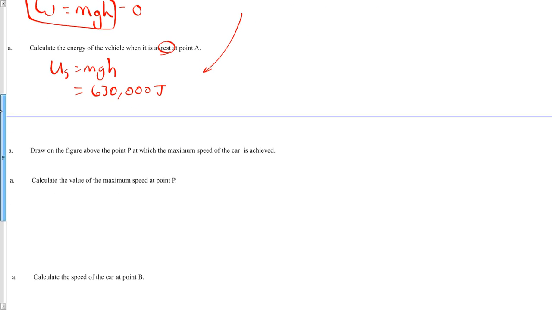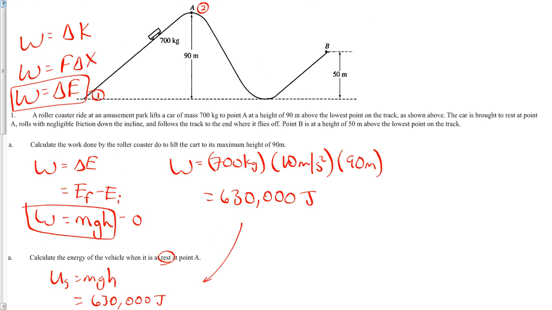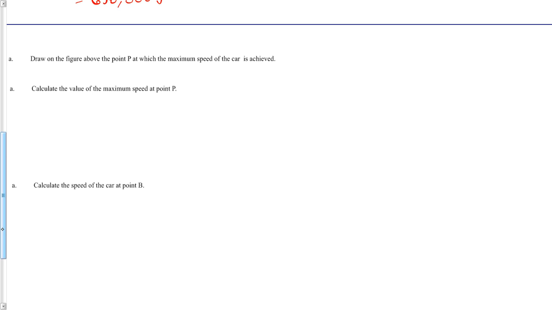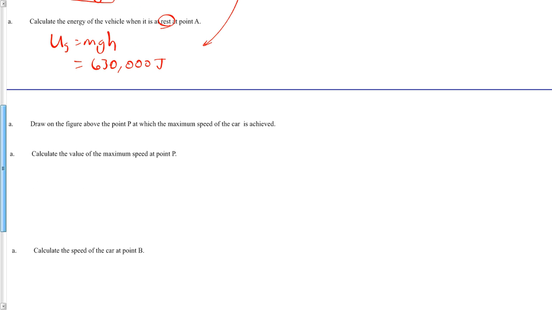All right, on the figure above, draw the point P where maximum speed is obtained. Where is maximum speed obtained? Bottom of the hill. This is the point P where all of the potential energy which was up here stored is now in the form of kinetic energy down here at the bottom. So it's turned from that height energy into velocity energy. The value of the maximum speed at point P?